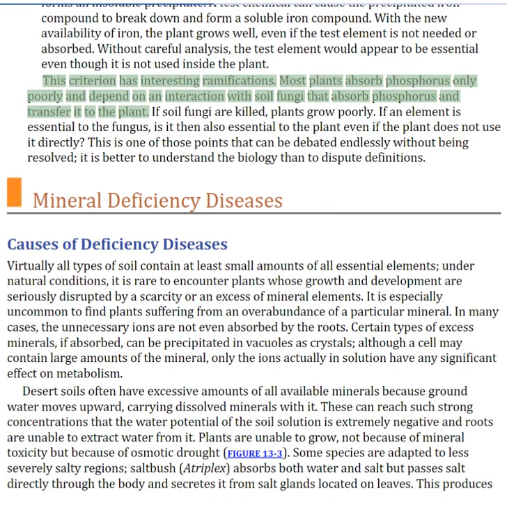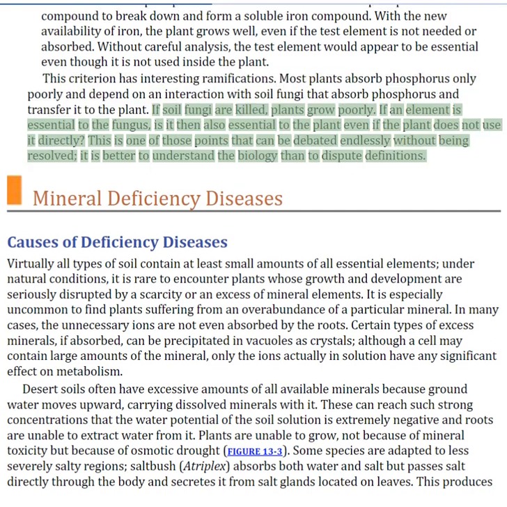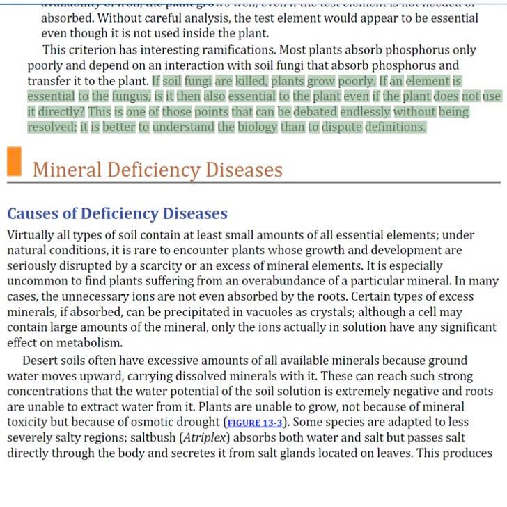This criterion has interesting ramifications. Most plants absorb phosphorus only poorly and depend on an interaction with soil fungi that absorb phosphorus and transfer it to the plant. If soil fungi are killed, plants grow poorly. If an element is essential to the fungus, is it then also essential to the plant even if the plant does not use it directly? This is one of those points that can be debated endlessly without being resolved. It is better to understand the biology than to dispute definitions.